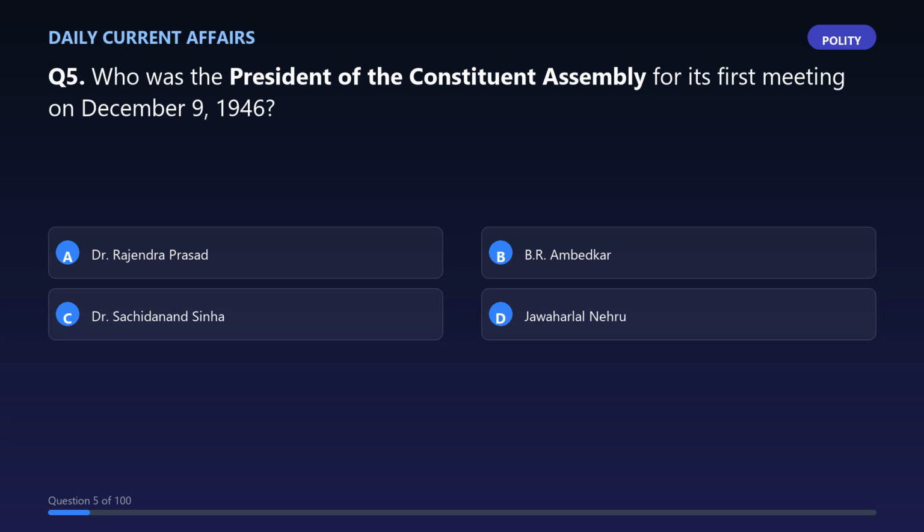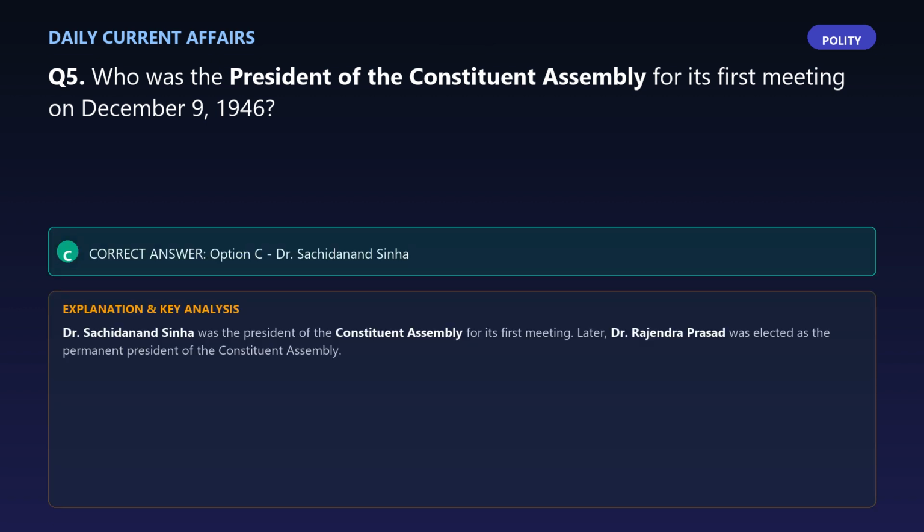Question 5. Who was the President of the Constituent Assembly for its first meeting on 9 December 1946? The correct answer is option C, Dr. Sachchidananda Sinha. Explanation: Dr. Sachchidananda Sinha was the President of the Constituent Assembly for its first meeting. Later, Dr. Rajendra Prasad was elected as the permanent President of the Constituent Assembly.